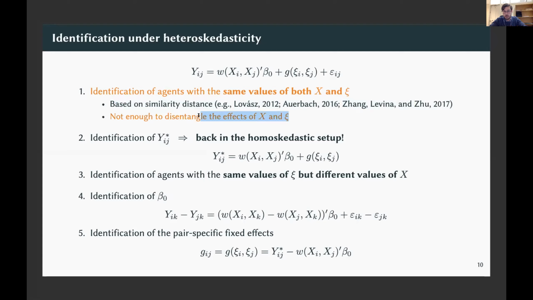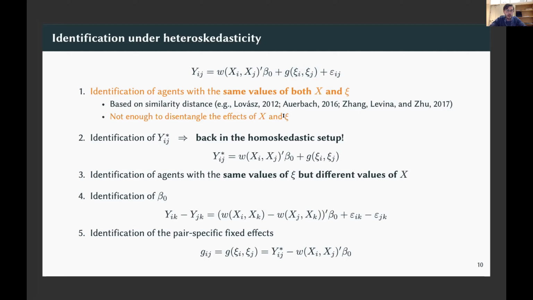In this paper, I show that you can actually disentangle the effects of the observables and unobservables without specifying how these unobservables interact with each other. This is not enough to identify beta naught, because you wouldn't be able to disentangle the effects of x's and xi's in this case.